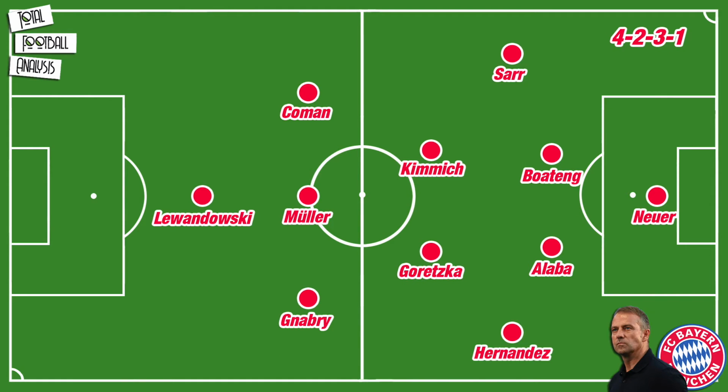As expected, Bayern Munich lined up in their signature 4-2-3-1 system, with Hernandez playing as the left back due to Alphonso Davies' injury and Sarr playing as the right back. Bayern slightly adjusted their attacking movements, which we will explain at a later stage.